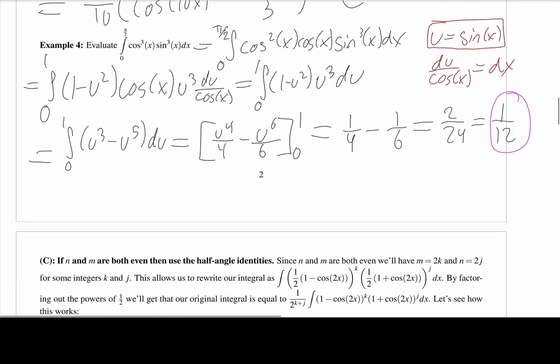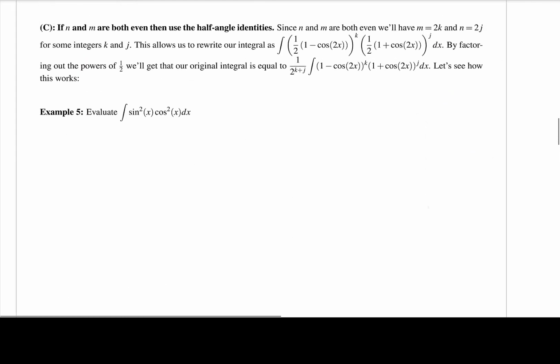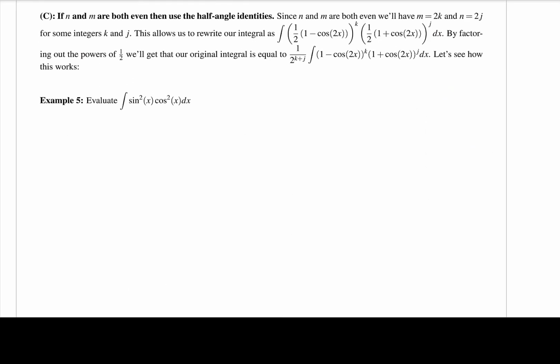Okay, back to the problem at hand. The first thing we do is rewrite using these half-angle identities. So this becomes the integral of sine squared of x, which is equal to 1/2 times 1 minus cosine 2x, and cosine squared of x, which is going to be 1/2 times 1 plus cosine 2x, dx.